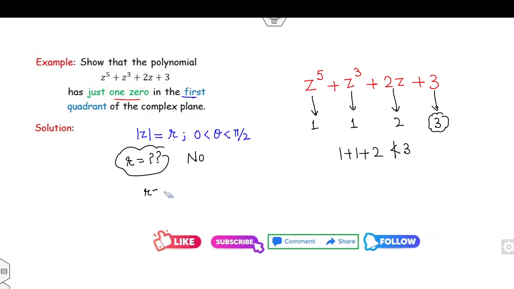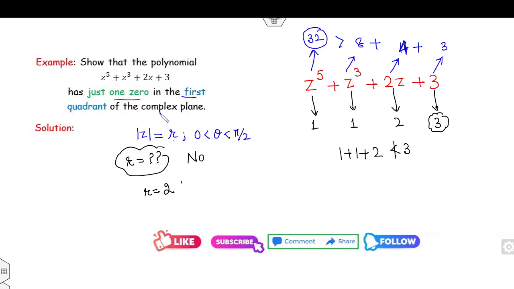On the other hand, if I consider r equal to 2, then it is 32. This number is 8. This number is 16. This number is, sorry, r is 2, so this number is 4. So clearly 32 is greater than the sum of the others.